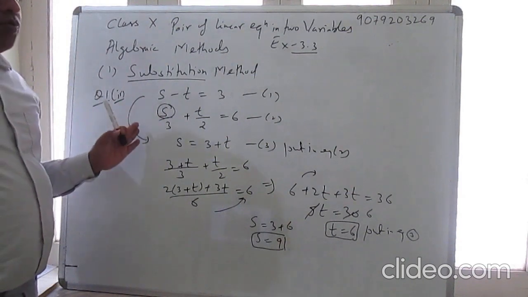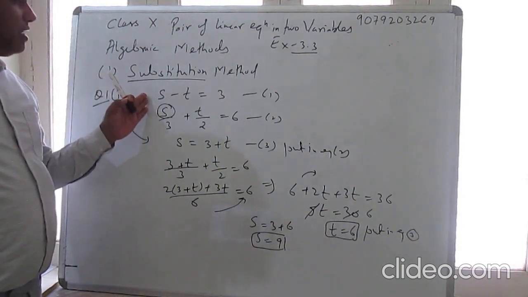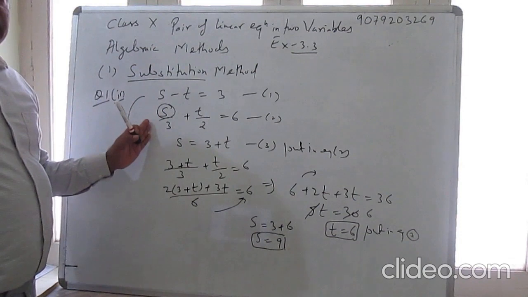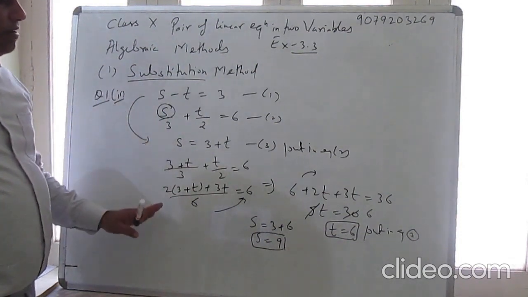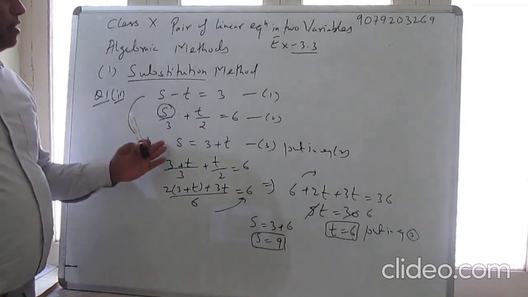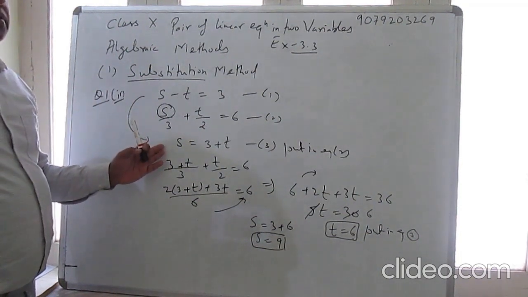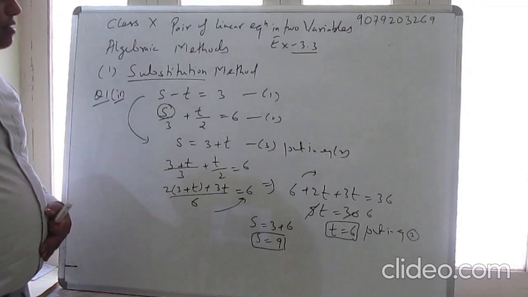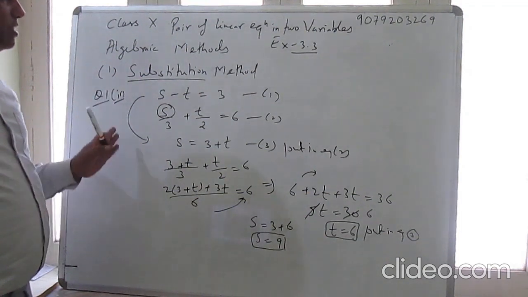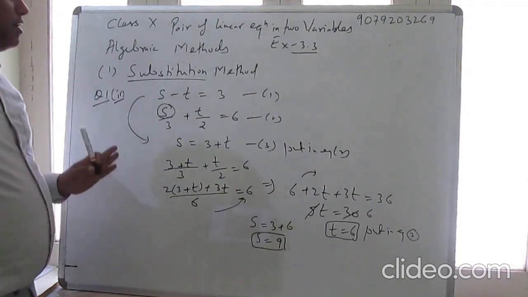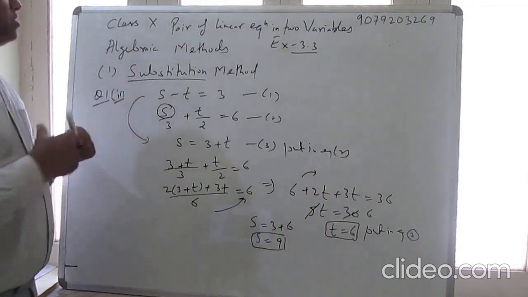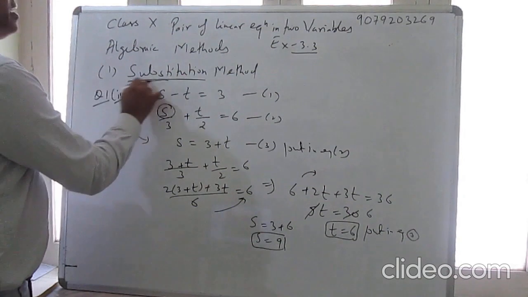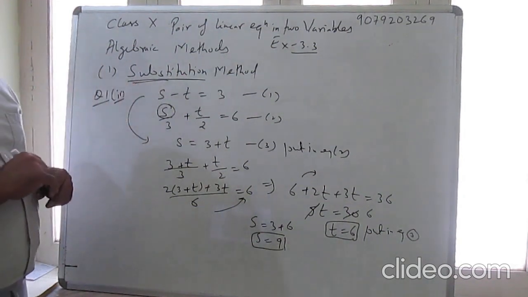Wherever it is easy, take out the equation of one variable from there and put it in the other equation. You will get the value of that variable. Once it comes, put it back in equation 3. You will get the value of the other variable. This is the substitution method. Elimination method is easy, but in this exercise you have to find the solution by substitution method.